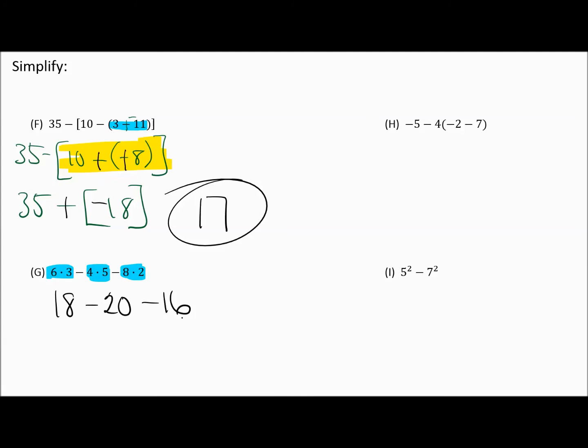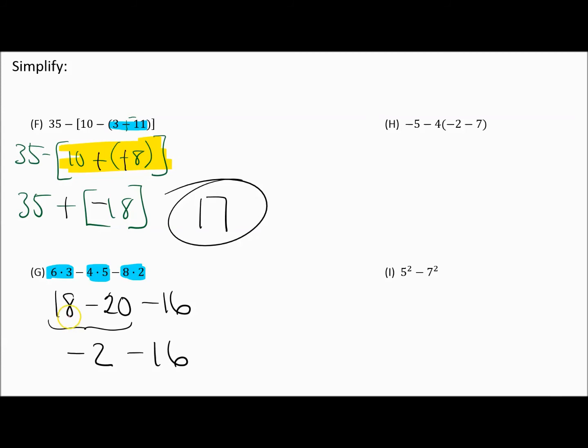What do I do next? Well, my advice is left to right, because that's what you should do right here. But this turns out to be a keep, change, change problem, right? Because you're subtracting. Now, a lot of people think about it this way. 18 minus 20 is negative 2. If you have $18 in your checking account and you write a $20 check, you're minus 2 in the hole, right? So a lot of people know that's minus 2 already. And it's okay if you know that and you don't keep, change, change. If you don't know that, that's okay too.